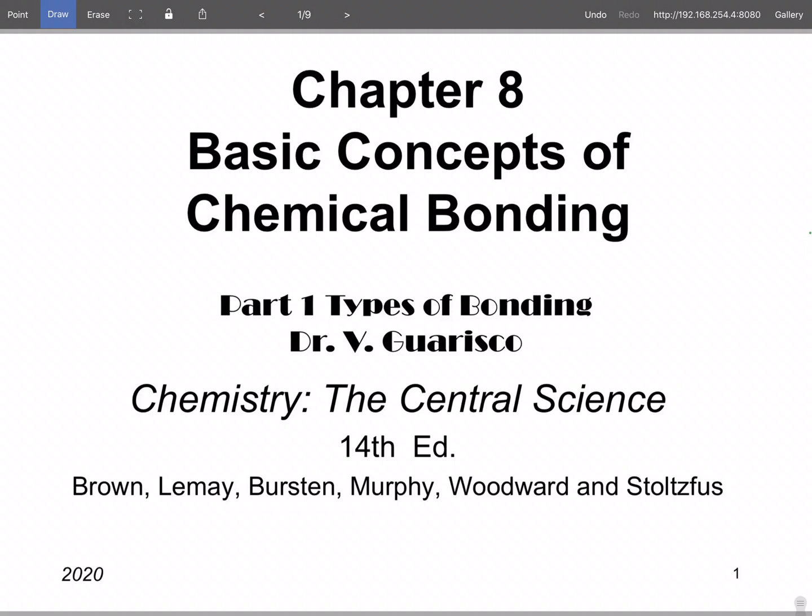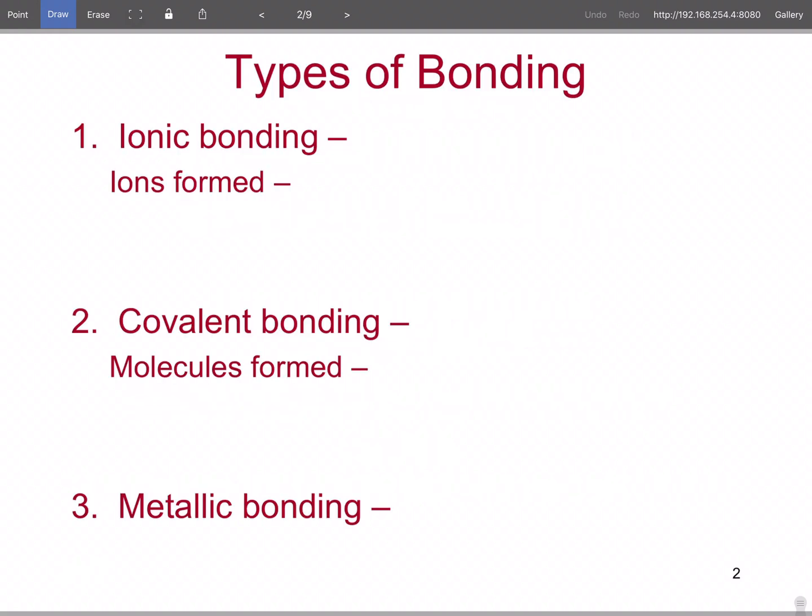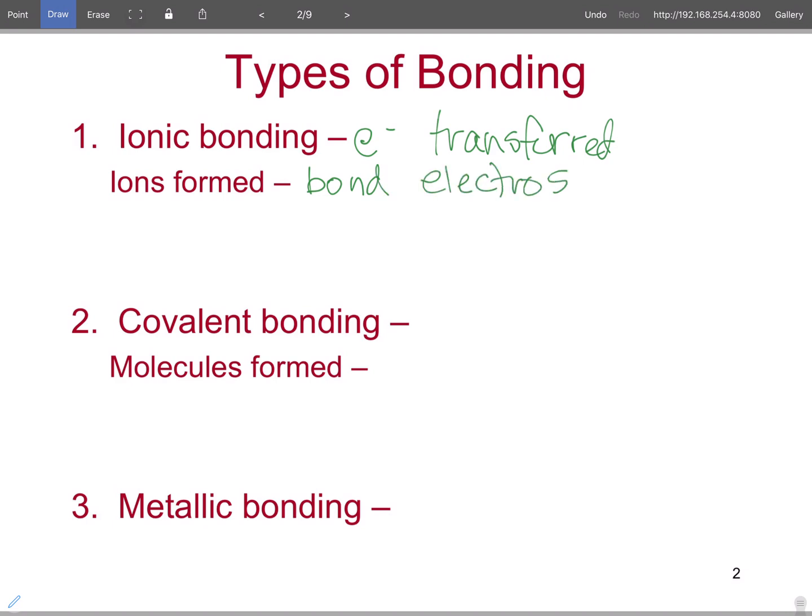Chapter 8, getting ahead of myself, we're going to start the basic concepts of chemical bonding. The first thing we're going to talk about is the three types of bonding there are. First off, in ionic bonding, the electrons are transferred. So when you transfer the electrons, you form ions. So the bond is electrostatic attraction. What that means is you end up with positives and negatives, and they're attracted to each other.